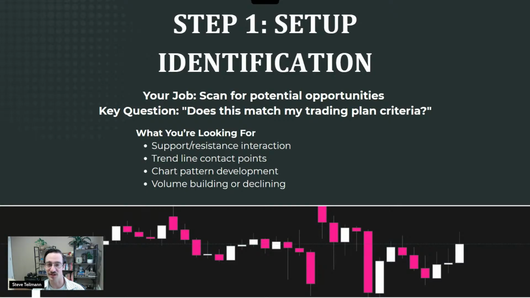And you just want to see an accumulation of buyers, assuming you're looking for a long, or an outpacing of sellers compared to buyers if you're looking for a short. So those I think are pretty key factors in identifying a setup.